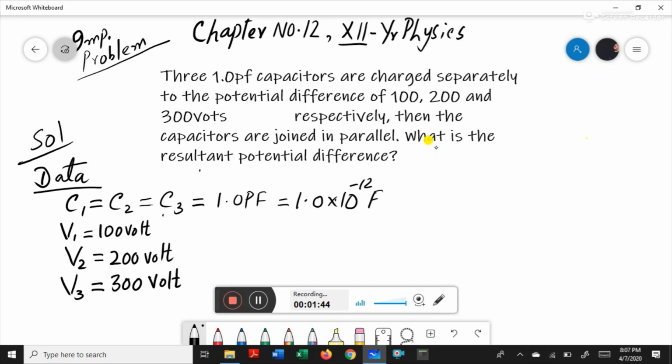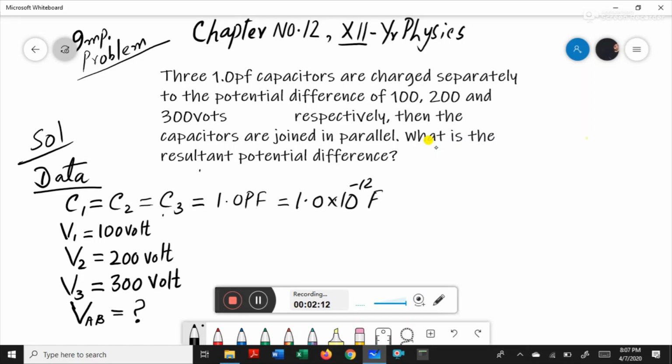Then the capacitors are joined in parallel. Capacitors को आपस में parallel join कर लिया गया. What is the resultant potential difference? Let's say the resultant potential difference is denoted by VAB. Why we named it VAB will be clear when we draw a diagram.